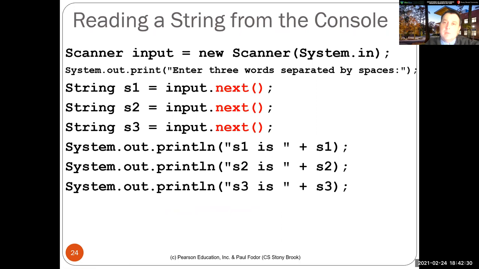One way to read multiple strings is to use the next method. A Scanner object can be used to read from the command line any string separated by spaces. The next method returns the first string in the command prompt up to the white space. White space may mean spaces, tabs, or new lines. If you want the entire line, you would use nextLine, camel case, and then open and close parentheses.